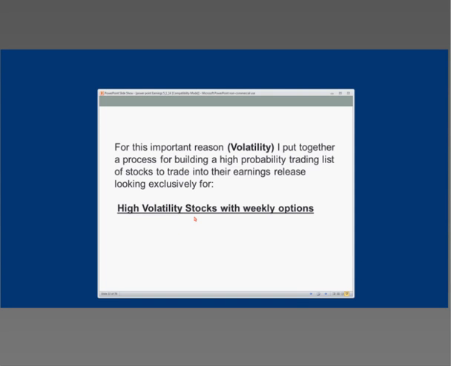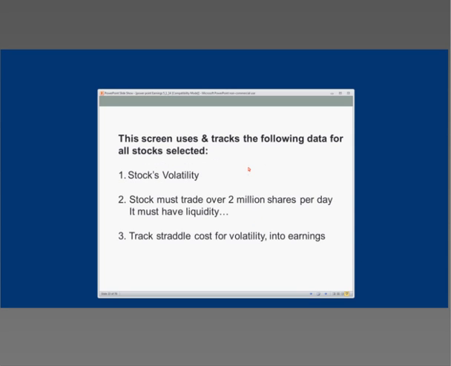What I'm looking for, again, is high volatility stocks that have weekly options. So whatever stock I'm looking at for a potential earnings trade, it has to have weekly options, and I'll go through and tell you exactly why. First off, the screen uses and tracks the following data. I will look at, again, the stock's volatility, and I have something I put together to measure the volatility that I'm looking for.